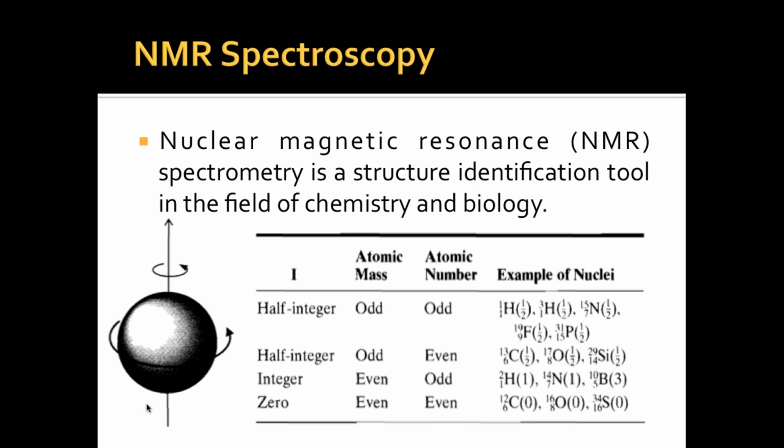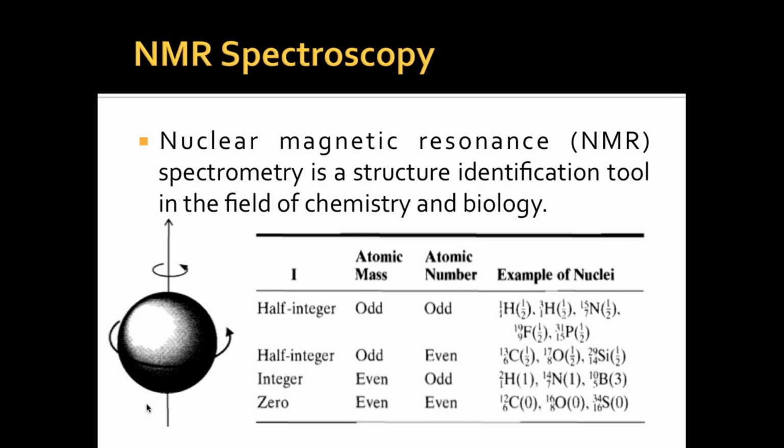Which nucleus will be in resonance with the magnetic field? The half-integer spin nucleus will be in the resonant field. So once we apply the magnetic field on these nuclei, you can see some peaks. You can see some peaks in the NMR, right?